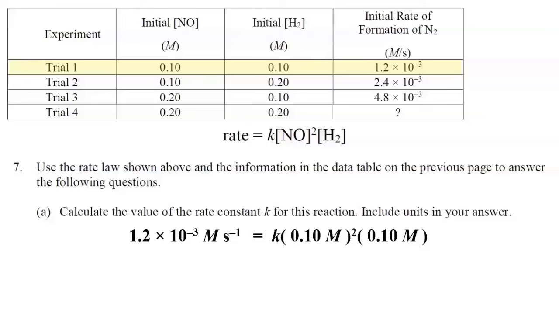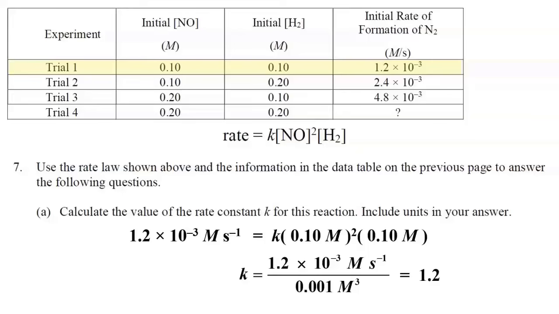Remember, we have to square the concentration of nitrogen monoxide because it is second order with respect to that chemical. Now, when I do this math to solve for k, as in rearrange this equation to get k on a side by itself, here's what I get: 1.2 times 10 to the negative 3 molarity per second on the top, and I get 0.001 molarity cubed on the bottom. So when I do the math, I get 1.2 as my numerical answer. And when I consider the units of my answer, it's going to be molarity to the negative 2 power times seconds to the negative 1 power.